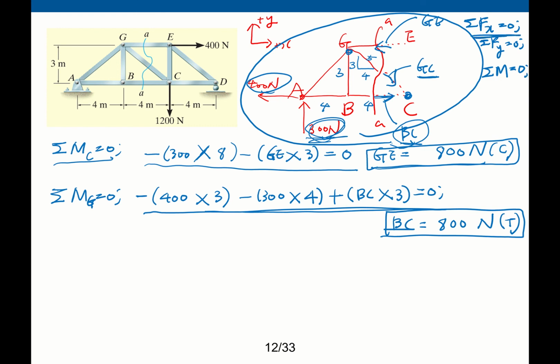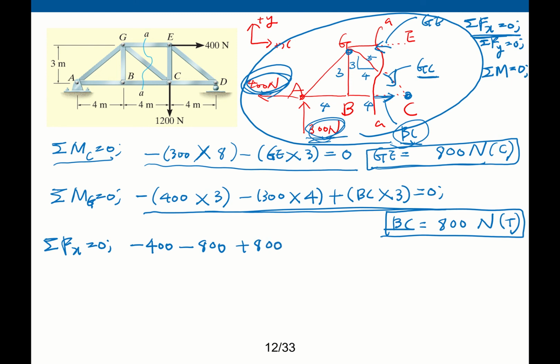So let's choose the x-axis force. Sigma Fx should be equal to 0. So let's list all the forces associated with the horizontal direction. The first one is minus 400 Newton. The next one is GE, which we know is in the left-hand direction, so this is 800 Newton. Another one, we know BC. BC is right-hand direction, 800 Newton.